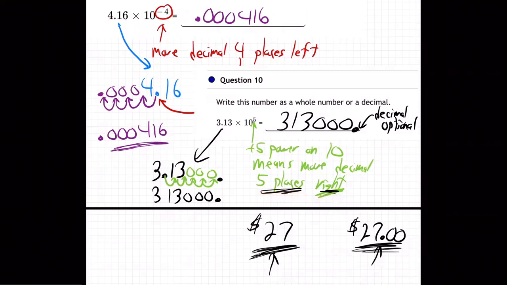Positive means move to the right. Decimal starts out between the 3 and the 1. I move 1, 2 to the right, and I'm at the edge. And when you go beyond the edge, you always bring in zeros. 3, 4, 5.